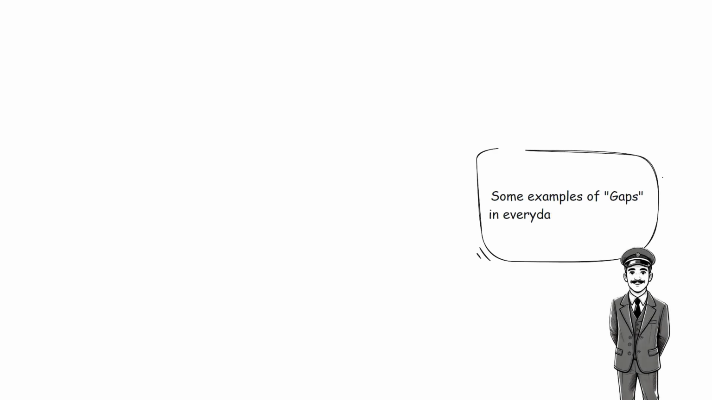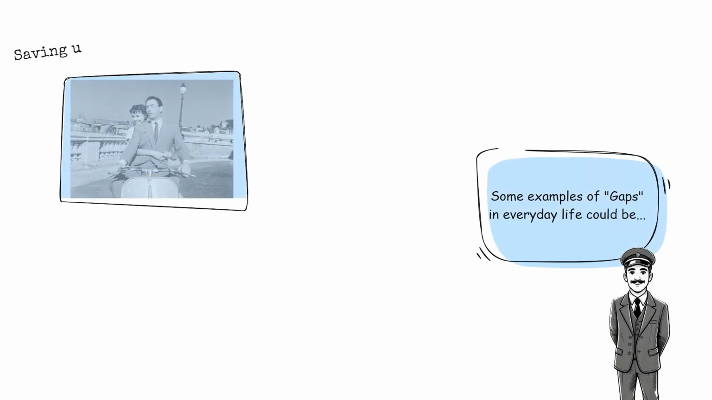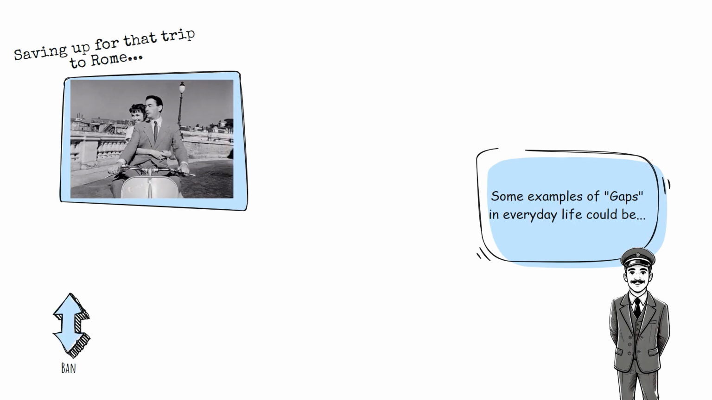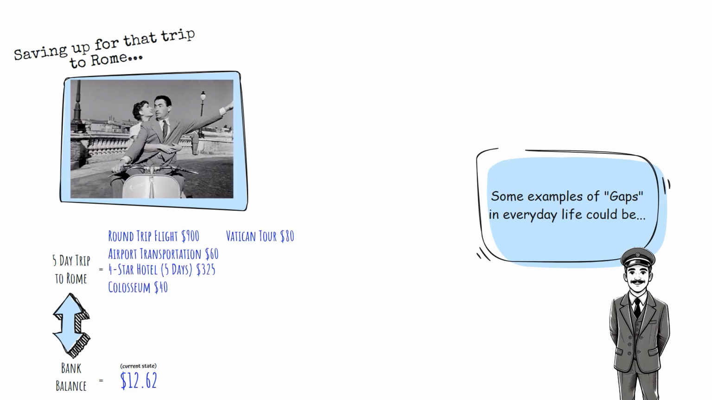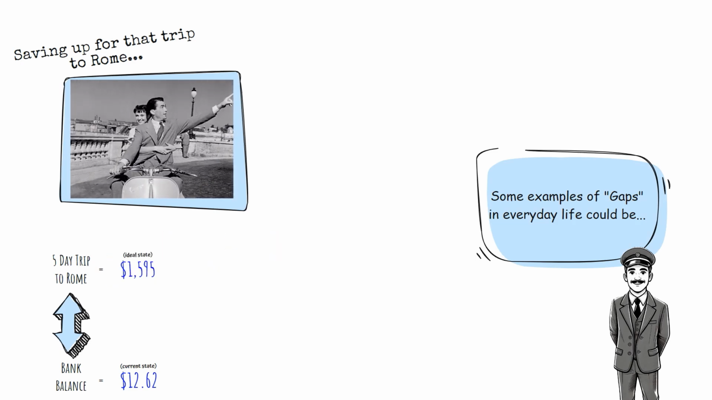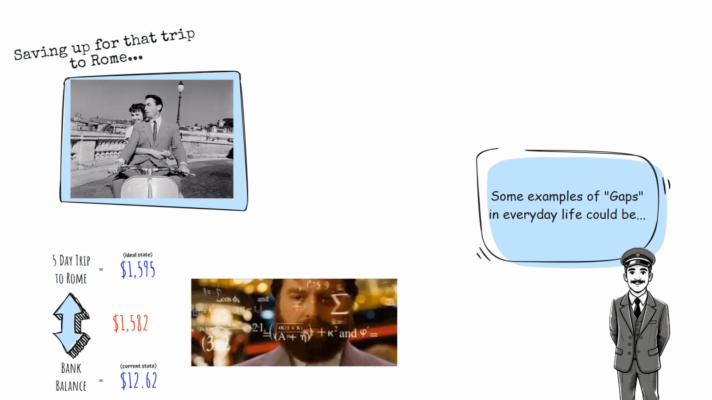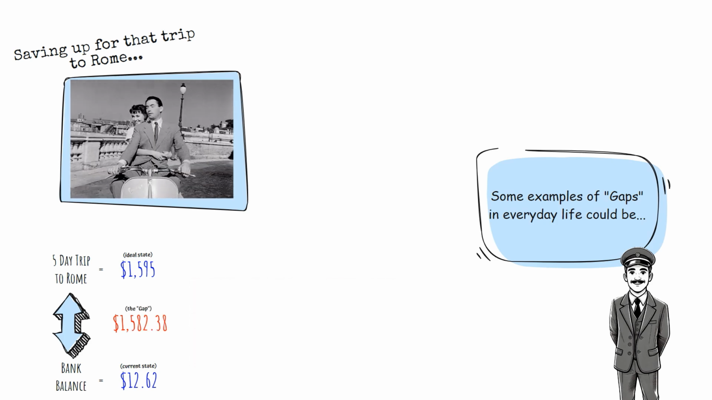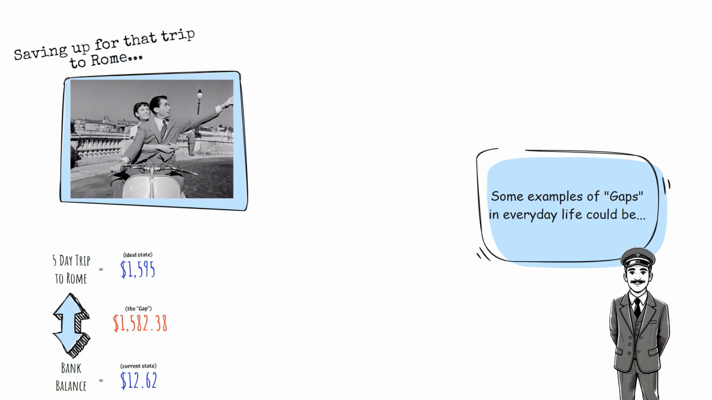Some examples of gaps in everyday life could be saving up for that trip to Rome you've always wanted. Your current state would be your modest bank balance. Ideal state would be the cost of the trip, plane tickets, souvenirs, and so on. Your gap would be the amount you need to save, the measurable difference between your current state and ideal state.